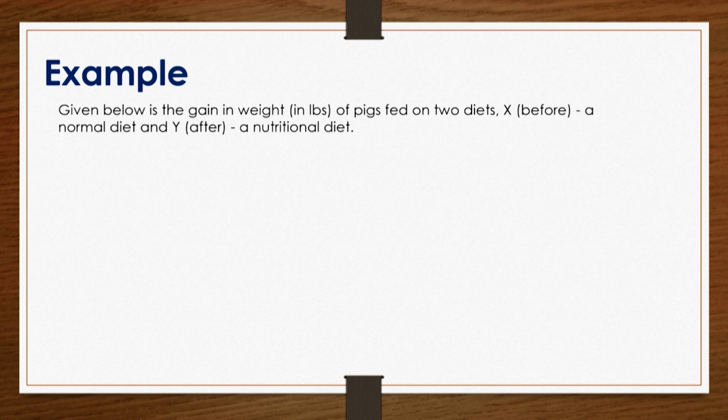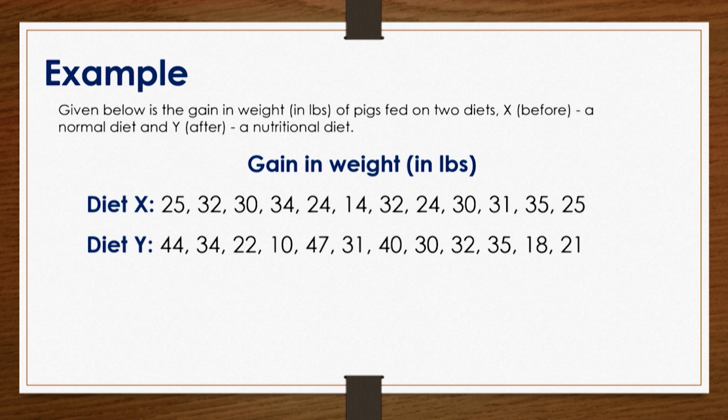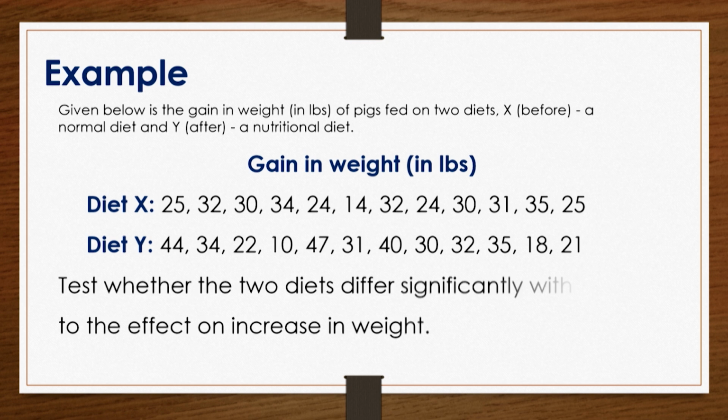Example. Now we are going to see an example of how the test statistic can be executed for the two different sample t-test. Given below is the gain in weights of pigs which are fed on two diets, x before a normal diet and y after a nutrition diet. Gains in weight for diet x and diet y are given in observations. Here we are going to test whether the two diets differ significantly with respect to the effect on increase in weight.